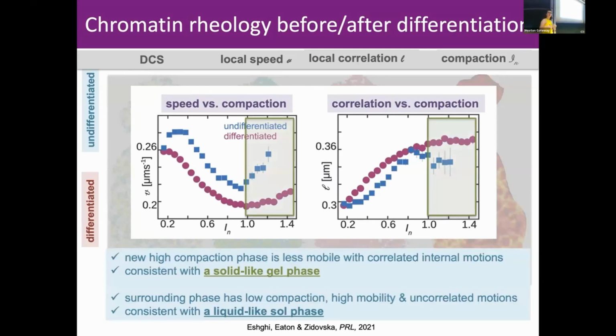Now, this is consistent with a picture that these yellow islands correspond to a solid-like gel phase. As I mentioned, you have less mobile and correlated motions, whereas the surrounding pink or blue phase in these different representations corresponds to a liquid-like phase, since there the motions show high mobility and are uncorrelated. But we can do even better.